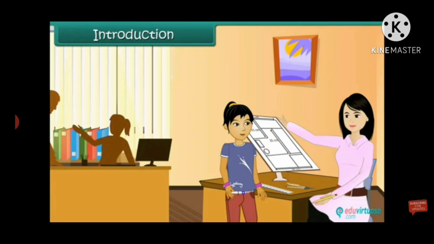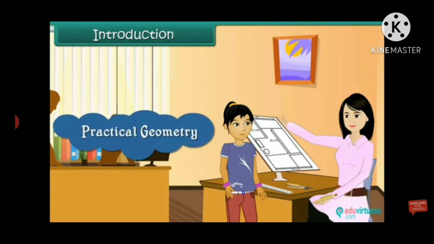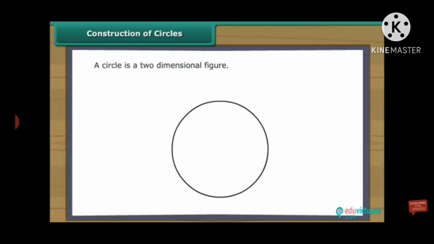Yes, Mom, I do. In this lesson, you will learn practical geometry. Function of circles. A circle is a two-dimensional figure. Every circle has a center. The distance between the center and the boundary of a circle is known as its radius. The line segment through the center of a circle with its end point touching the boundary of the circle is known as the diameter of the circle. The diameter of a circle is twice its radius.